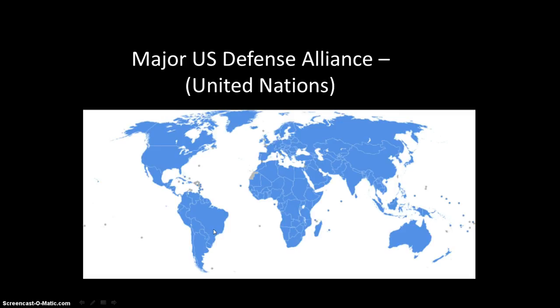Aside from the State Department, we have alliances. One of the most famous or popular ones is the United Nations, the UN, which involves 190, I believe, of the 194 countries around the world. It is basically an international organization whose goal is to keep peace around the world and solve international disputes.